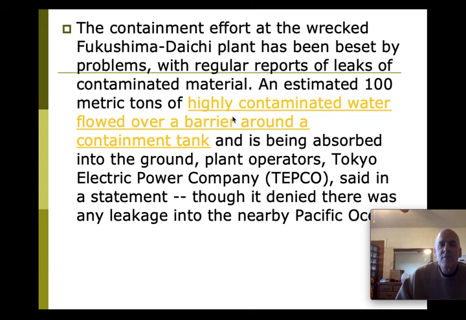Containment effort has been wrecked by lots of problems. Regular reports of leaks of contaminated material. There's an estimated 100 metric tons of highly contaminated water that overflowed a barrier around a containment tank and is being absorbed into the ground. Plant operators, Tokyo Electric Power Company, said in a statement, though it denied there was any leakage into the Pacific Ocean.